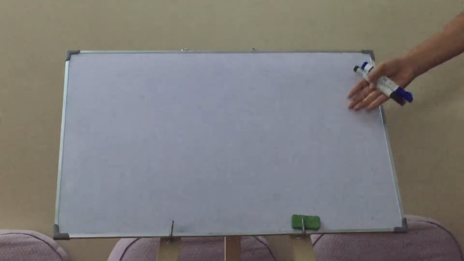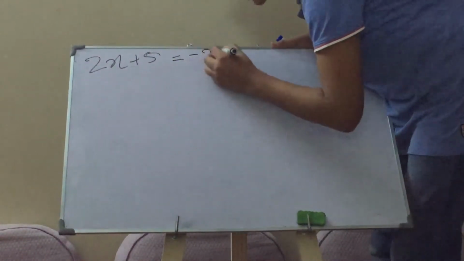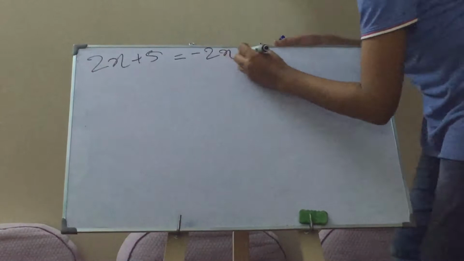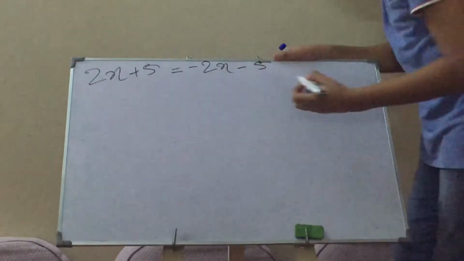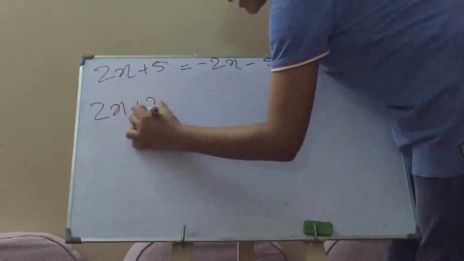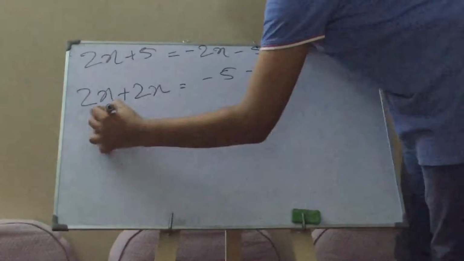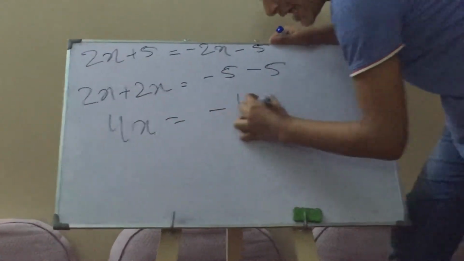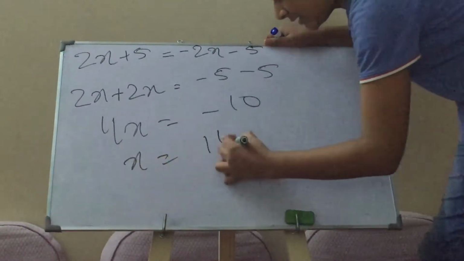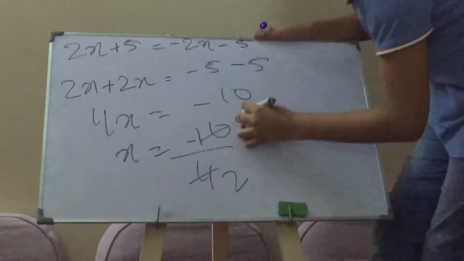And please let's focus on the board. Okay, so guys, if a question is like this, 2x plus 5 is equal to minus 2x and minus 5, what would be its answer? 2x plus 2x is equal to minus 5 and minus 5. So 4x is equal to minus 10. x is equal to minus 10 upon 4. 2 2s are 4, 2 5s are 10.